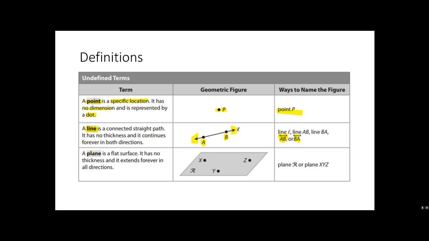Next up, a plane is a flat surface. It has no thickness and extends forever in all directions. So as you can see here, X, Y, and Z, they all exist and they are coplanar on plane R, fancy R. All right, so that was a plane.